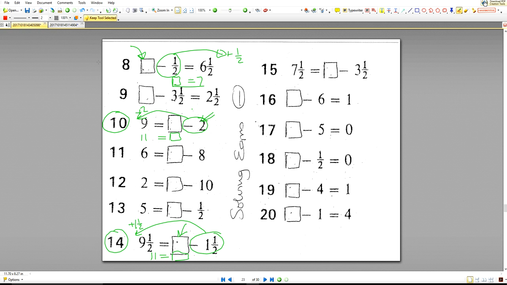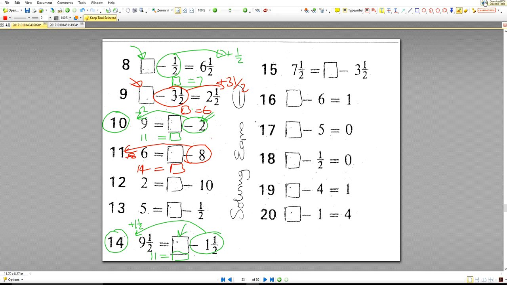Okay, welcome back, right? So let's finish up the rest of these questions. So we're going to work out this box here. It's been minus by 3.5. So the opposite of minus 3.5 is add 3.5. So 3 and 2 is 5, and add the half, that gives you 6 altogether. So the box is equal to 6. Okay, opposite of minus 8 is add 8 on the other side. So 14 is equal to our missing box.